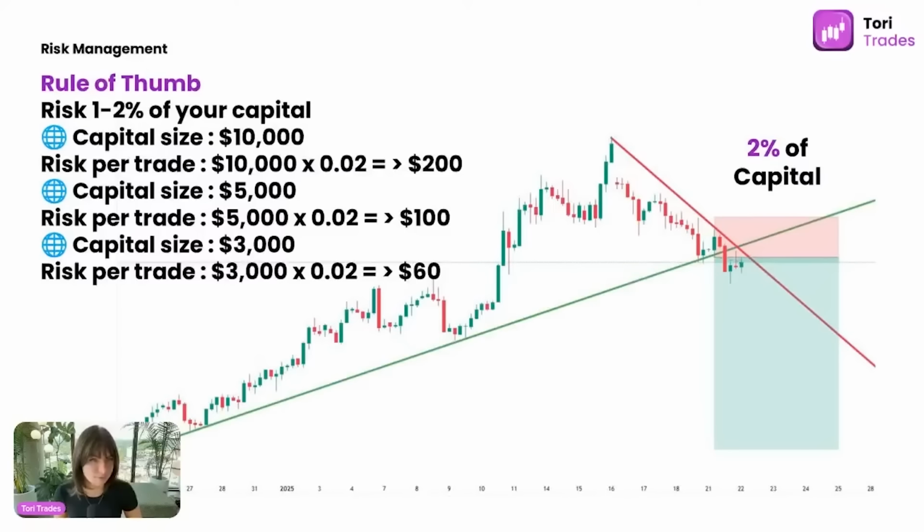How do we calculate that? Right here. We got capital size. Let's say that you are trading with $3,000 worth of capital. What does a fee look like? What does a normal loss look like if you're trading with $3,000 worth of capital? It is $60. Now, we can always use the 1 to 2%. It could be 1%. It could be 2%. We'll err on the side of 2 just to keep it universal. But 1 to 2%. Now, let's say that you are trading $5,000 worth of capital. You need to be risking $100 per trade. That's what your fee is.